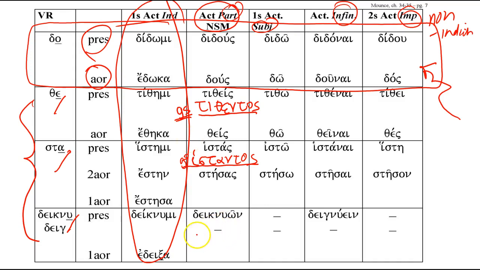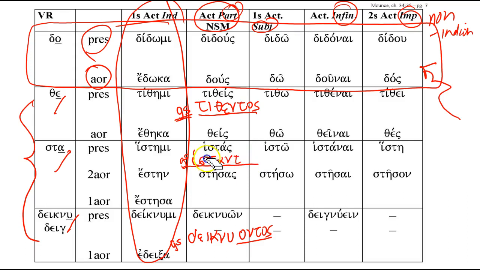And δεικνυμι, it looks just like luo. Take δεικνυ, and then it's ontos as the genitive singular stem, and from δεικνυ ontos you can get all the forms for the present participle, and so on.